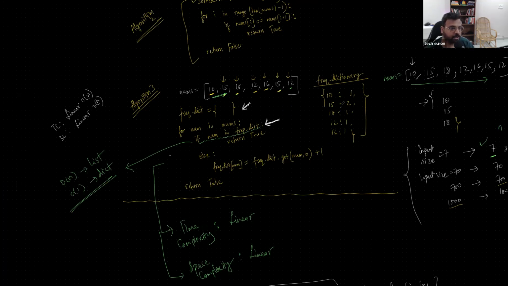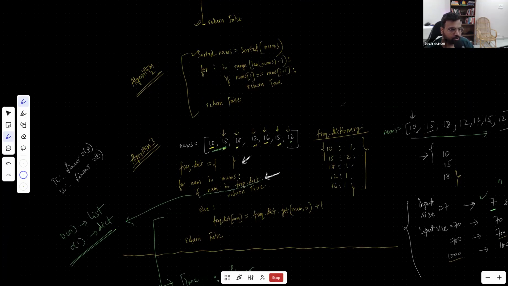Many people were giving me an alternate solution to this, which is that you can compare the length of nums with the length of set of nums. Because the length of set of nums will give you all the unique elements in the list. So if there are no duplicates, then the length of unique elements will be equal to the length of nums. So you are using a set. You can use a set also, you can use a hash map also, both the solutions are similar. So this also you can use.